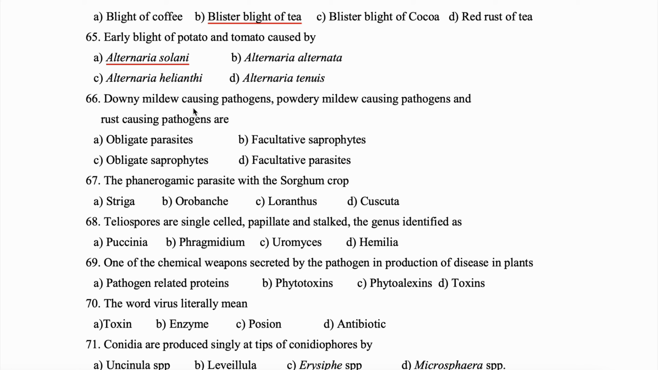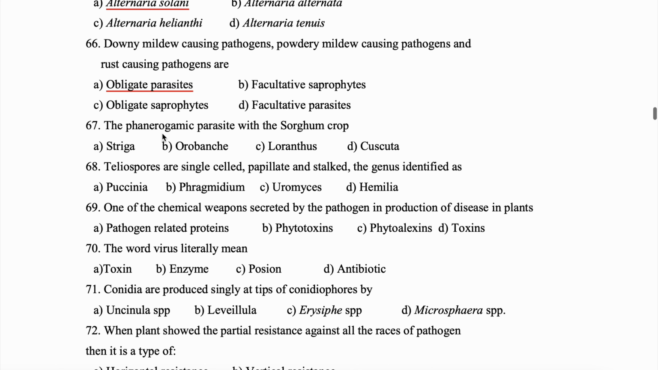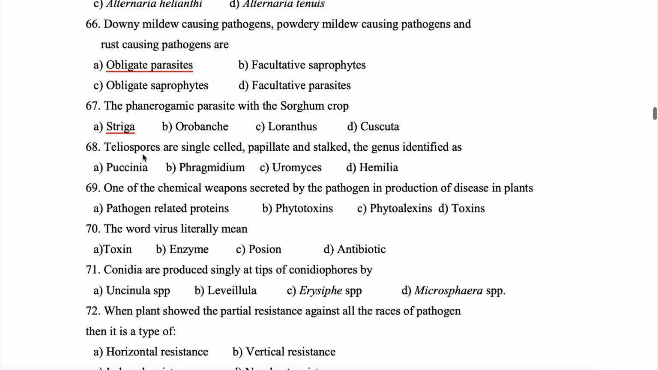66. Downy mildew causing pathogens, powdery mildew causing pathogens, and rust causing pathogens. They are obligate parasites. Next, the phanerogamic parasite with the sorghum crop. That's Striga.